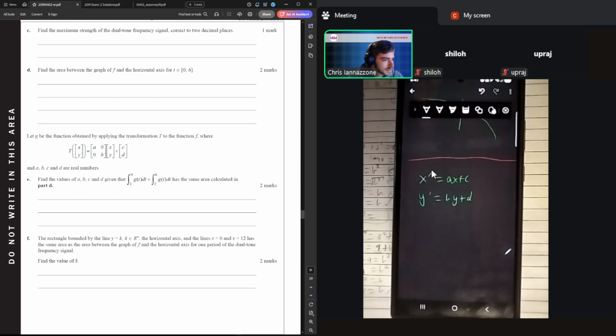Find a, b, c, d given a particular set of integrals. So in this case, you've got 0 to 2 and 2 to 6 for your two functions g of t, where g is the transformed version of this function. After I do my subbing in of the transformation terms in there, I get g of t, and we're applying that to these integrals. This gets quite tricky, I would say.